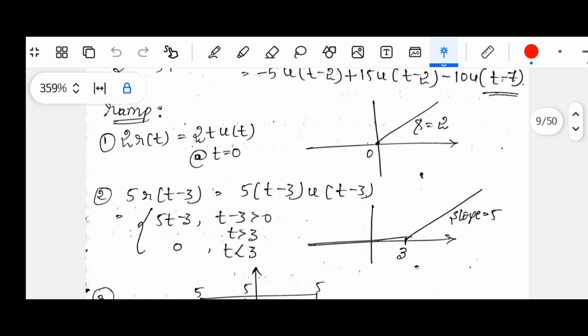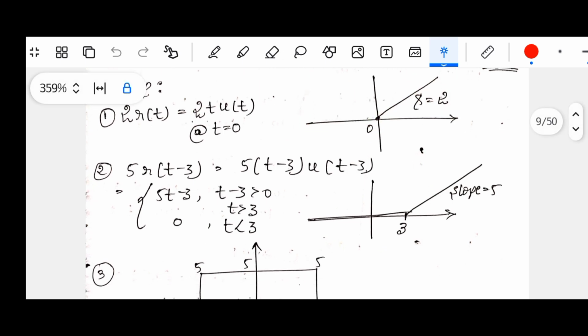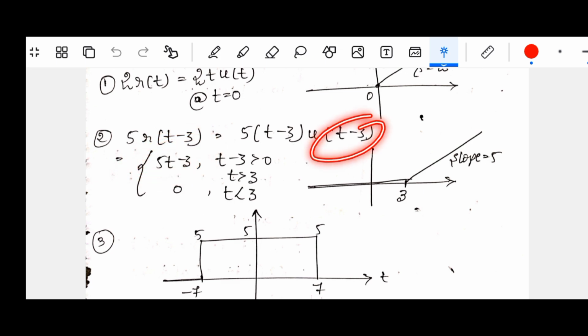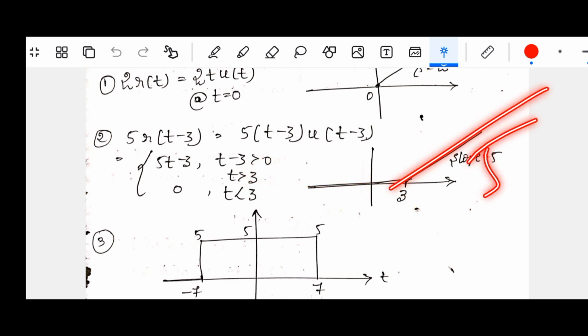Next one is a ramp signal. Let's see some problems. 2 into r of t is equal to 2 into t into u of t. At t equal to 0 the value will be 0 and the slope will be 2. Next, 5 into r of t minus 3 is equal to 5 into t minus 3 into u of t minus 3. Take t minus 3 outside and multiply with 5. Solving this, for t less than 3 the value will be 0, and for t greater than 3 the value is positive. The slope will be 5.